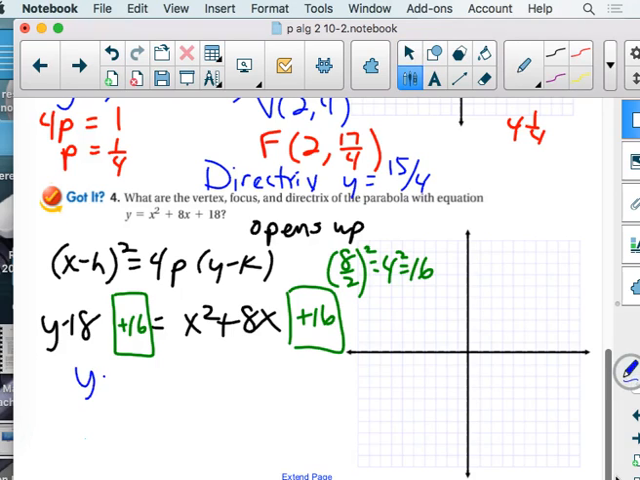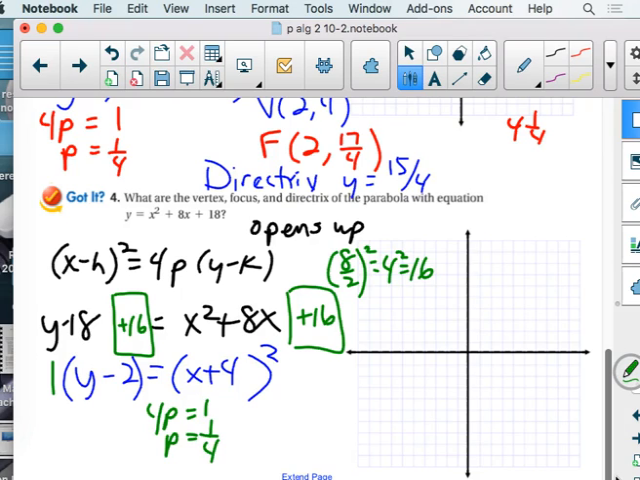So this will be y minus 2 equals something squared. What's the something? x plus 4. We have the same problem we had last time. First of all, that y minus 2 is supposed to be in parentheses. And it's missing something out front. It is a 1. So 4p is 1, which means exactly, they just love that.